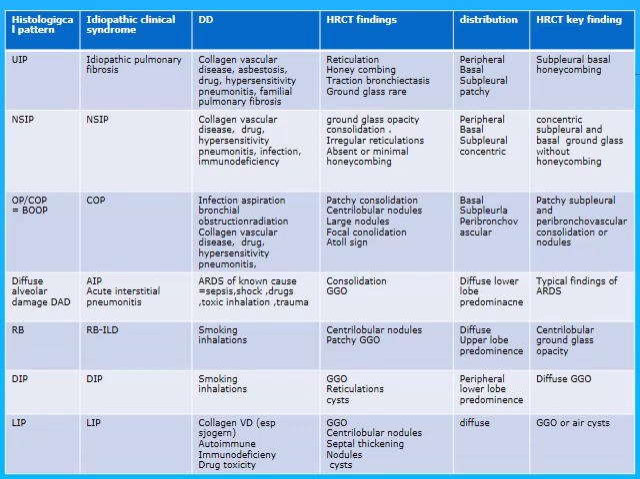This table, as you see, summarizes the clinical differential diagnosis, the high-resolution findings, distribution, key findings, and the clinical features of the most common 7 types. These are the most common 7 types or subtypes of idiopathic pneumonia. Let us run through them.